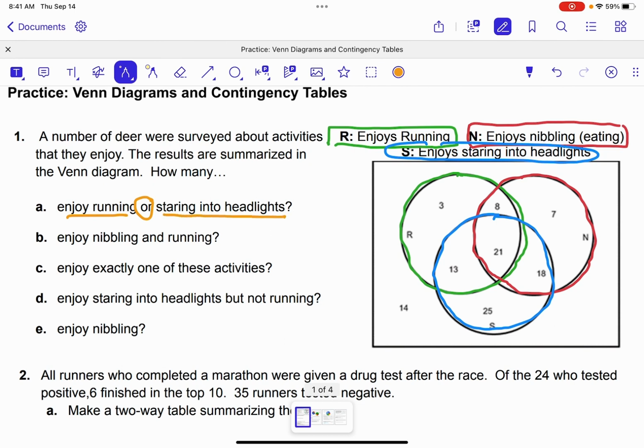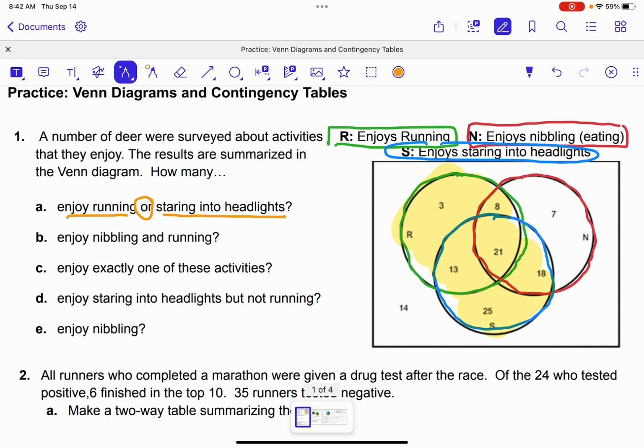So a key thing to keep in mind when you're looking at an or relationship, basically it's anyone who said they liked running, anyone who said they liked staring in headlights, which means it could be people who only enjoy running, it could be people who only enjoy staring into headlights, or it could be people who do both, and it could be people who also enjoy the eating, but it's just not specified. So when you do ors, it's actually everything in those two circles. So we're looking at the enjoy running circle, and I'm just going to highlight this in yellow for now. And the staring into headlight circle. So everything I have highlighted in yellow right now, we would count in this number.